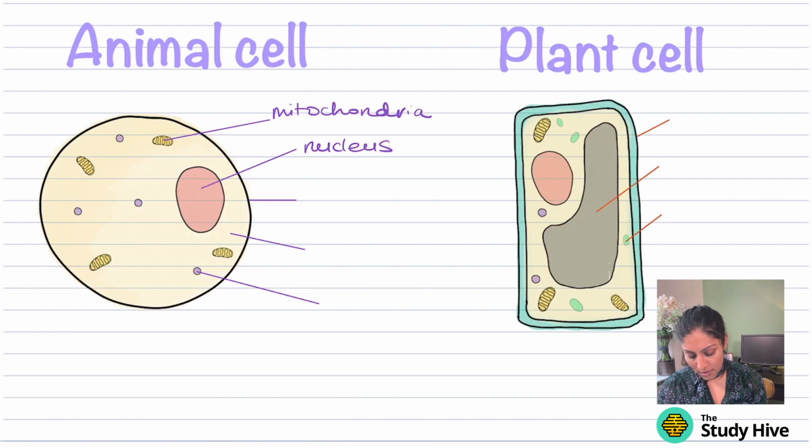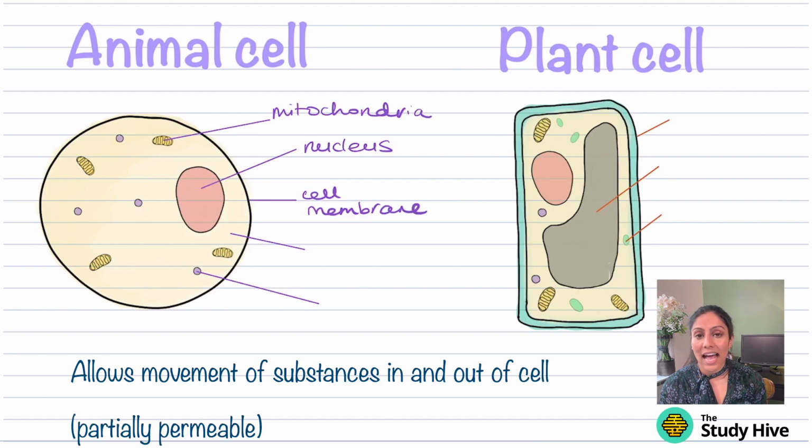The next thing you can see here I've drawn is the cell membrane. Now again, both animal and plant cells have cell membranes, and it allows substances to go in and out. So they're usually partially permeable, which means they allow small molecules to go in and out, but not really large ones. So they're quite selective.